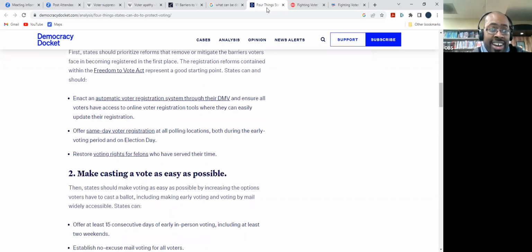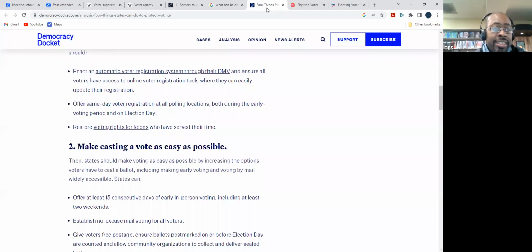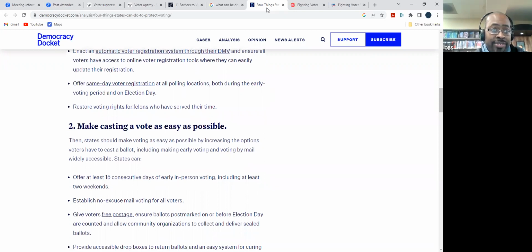Number 1, enact an automated voter registration system through their Department of Motor Vehicles, and ensure all voters have access to online voter registration tools where they can easily update their registration. Number 2, offer same-day voter registration at all polling locations, both during the early voting period and on election day. And number 3, restore voting rights for felons who have served their time.